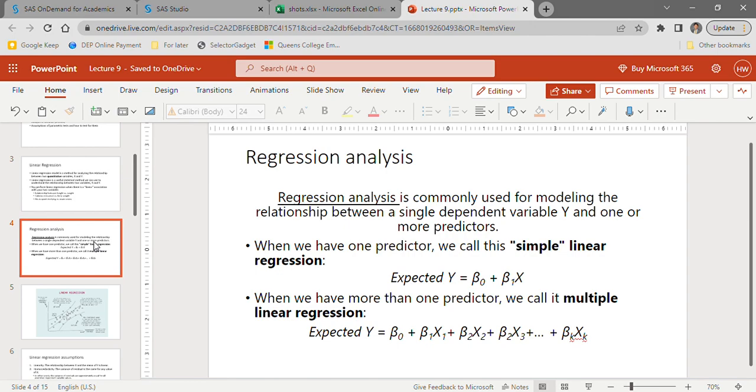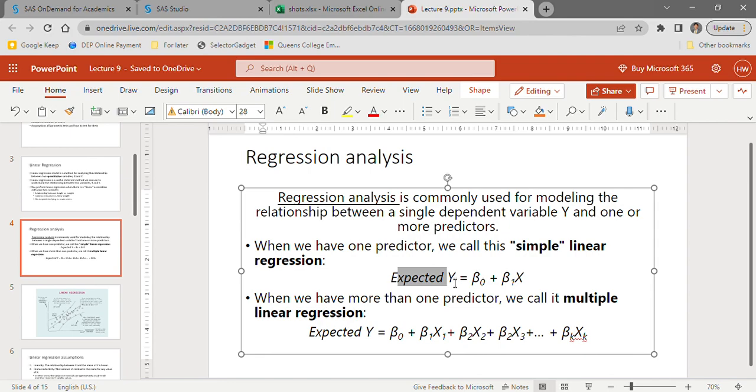Let's just work through this one right here. When we have one predictor, we call this a simple linear regression, right? And our expected y is equal to the intercept plus the first coefficient times x. Don't get hung up on the math. It's actually really easy. You might have heard of y equals mx plus b, right? Your b0, this is your slope right here. Y equals slope. This is the m, right? And this is your b, okay? And then when we have more than one predictor, we call it multiple linear regression.